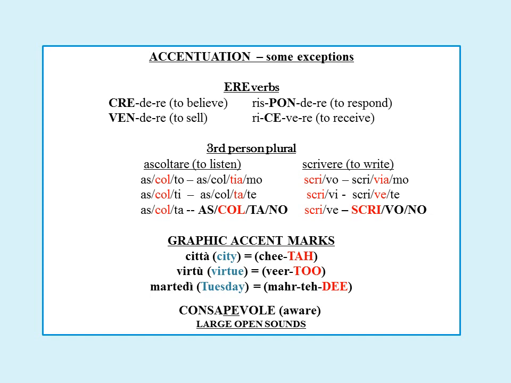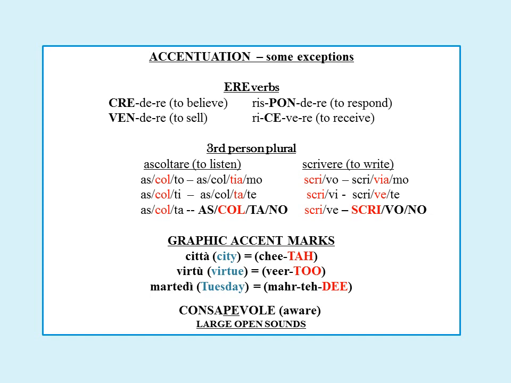Remember, one of the keys to proper Italian pronunciation is to pronounce the vowels correctly. They are always large, open sounds: a, e, i, o, u. The vowels are always pronounced like this. Resist an urge to give the vowel an American English pronunciation.